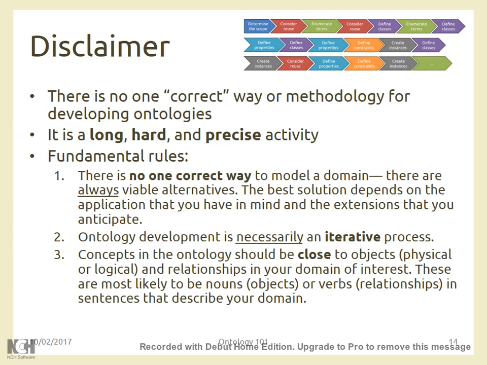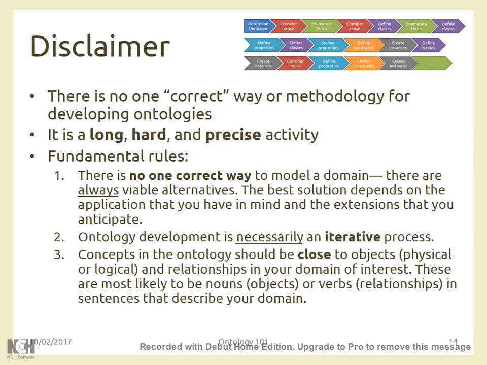It's a long, hard, and precise activity. It's long because it's iterative, it's hard because it requires time, it requires precision to build an ontology. You have to be very, very precise because maybe you make a mistake and link a property with two classes that are different from the ones that you intended, and after 1 month you see something stopped working because of that small error that you created.